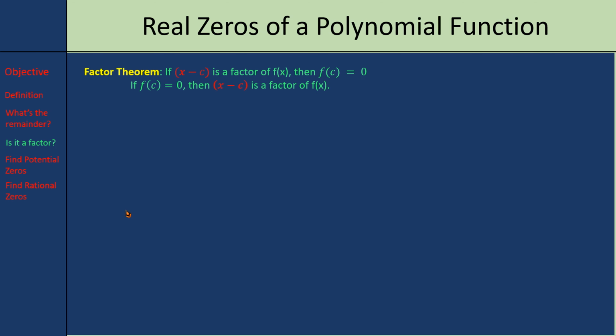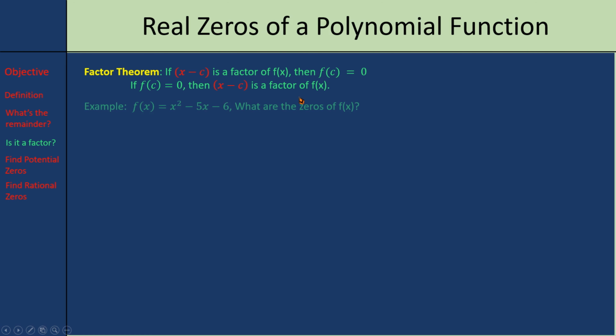Well, there's a theorem that says if x minus c is a factor of f of x, then f of c is equal to 0. That makes sense, right? We just talked about that, where if you find f of c and it's 0, that means there is no remainder when you divide. And when there's no remainder, that means you can divide evenly. That means it is a factor. And the other way is also true. If f of c is equal to 0, then x minus c is a factor.